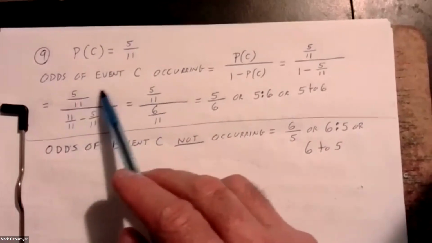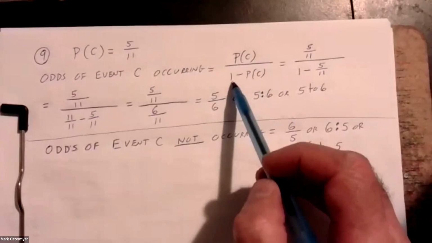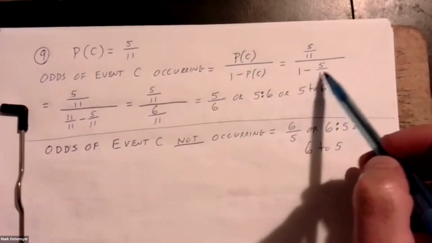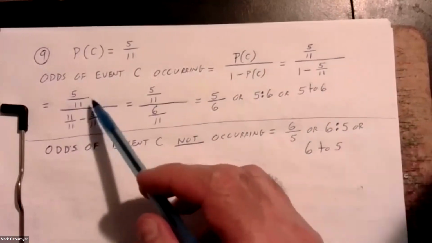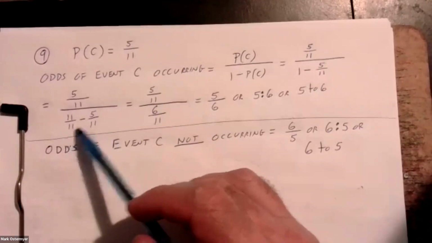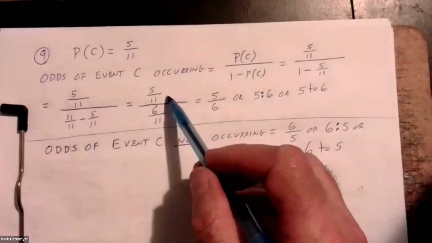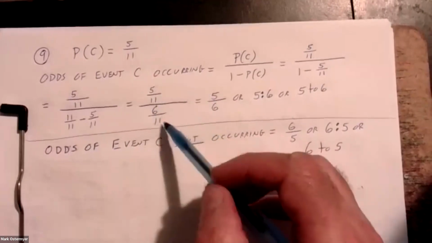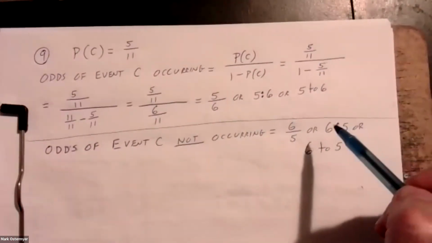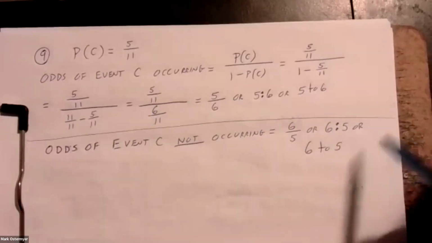Therefore, what would be the odds of event C occurring? Well, that's the probability of event C occurring divided by 1 minus the probability of event C occurring. That's 5/11s divided by 1 minus 5/11s, which is 5/11s over, I expressed 1 as 11 over 11. 11/11s minus 5/11s is 6/11s. The 11s cancel out if you want to take a shortcut, and the odds of event C occurring would be 5 to 6 odds. The odds, therefore, of event C not occurring would be 6 to 5 odds.